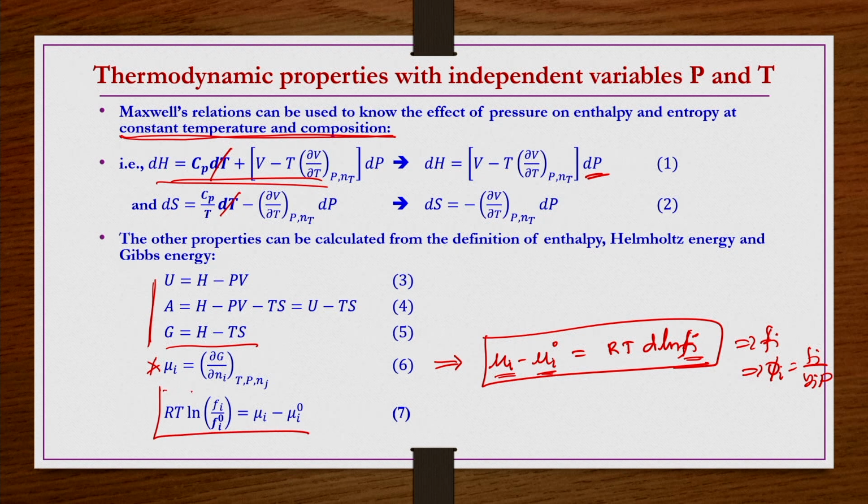And this RT d ln fi, we can write as RT ln fi by fi naught is equal to mu i minus mu i naught. fi naught is the fugacity of that particular component at some standard reference state. Which one we are taking as the reference state also makes a difference.